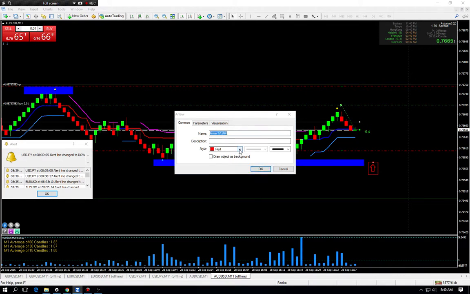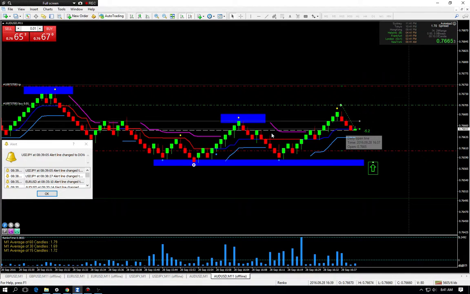We'll go green. Okay, so what I think is, here's the daily. It might bounce off that and go up, but what I think is it's probably going to break down through it all the way down to here.